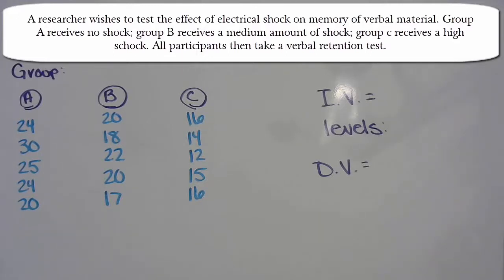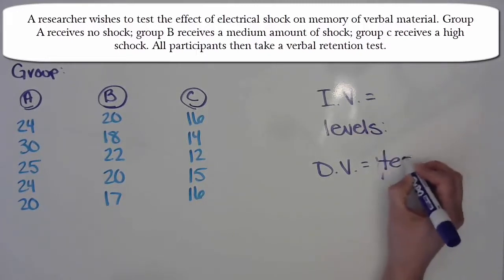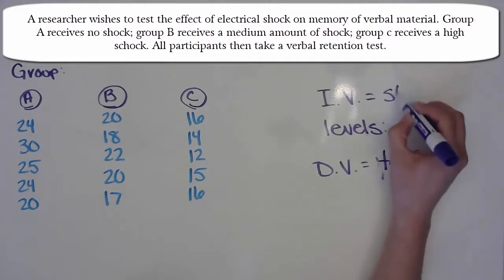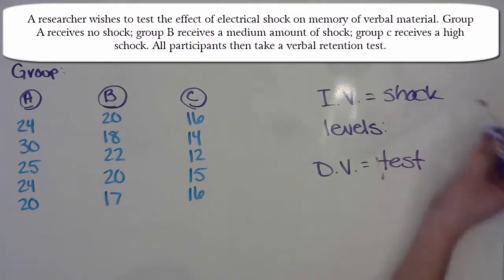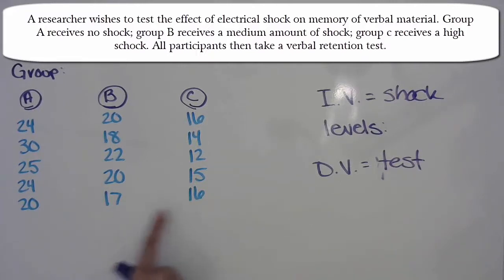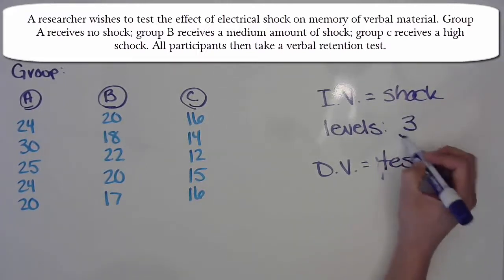Our dependent variable is something that we are measuring. So what are we measuring in this instance? In this instance, we are going to be measuring the verbal test. So the test is going to be our dependent variable. That means that the shock is going to be our independent variable. So how many levels of our independent variable do we have? We have three because we have three different groups. So we have A, B, and C. So our levels for the independent variable are 3.